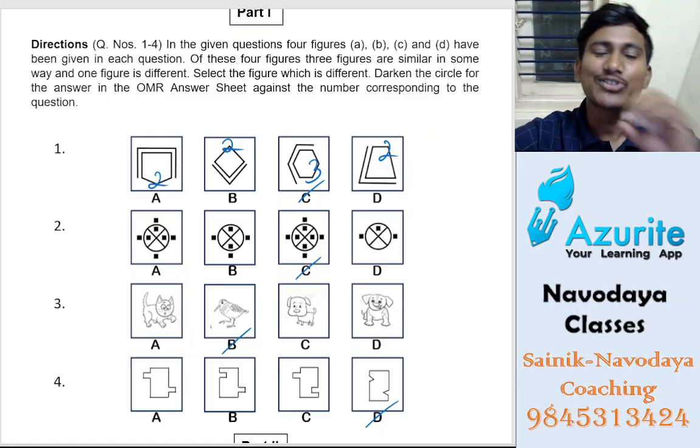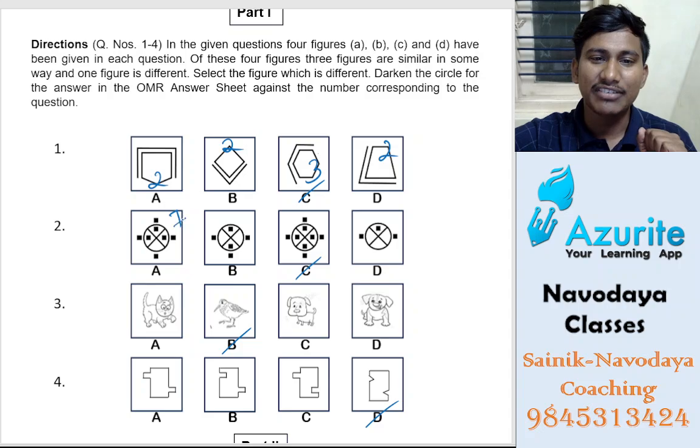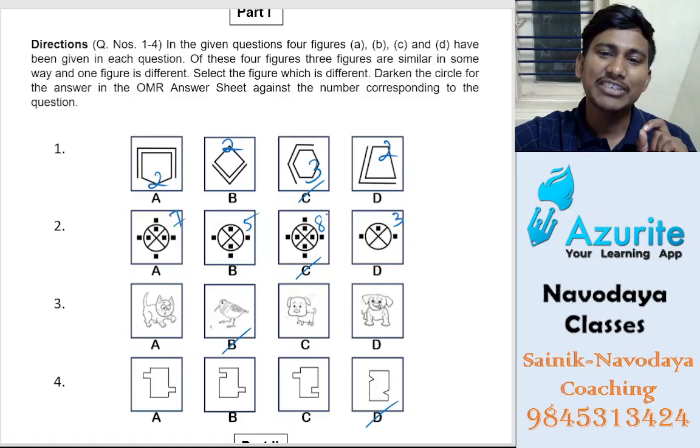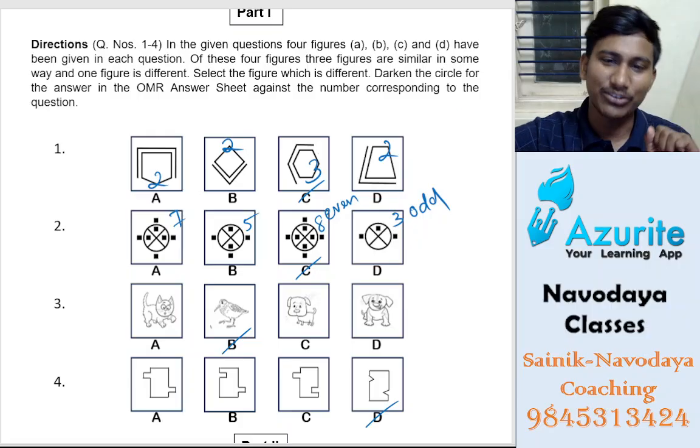Option C. Now second one, count the number of dots. So if you count the number of dots, how many are there? Here total 7. Here total 5. Here total 8 are there. Here total 3. So 8 is the even number. Others are odd numbers. So that is why it is different, right?